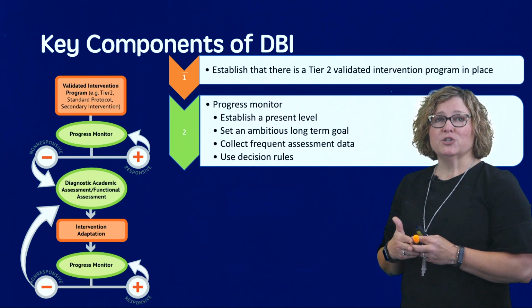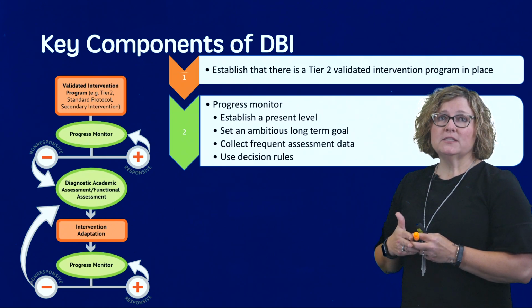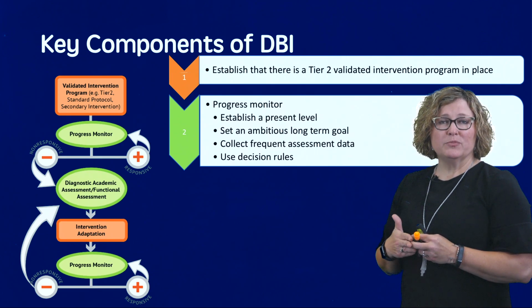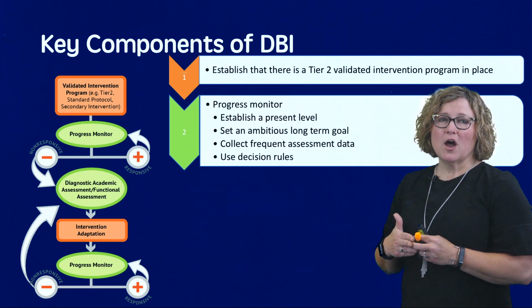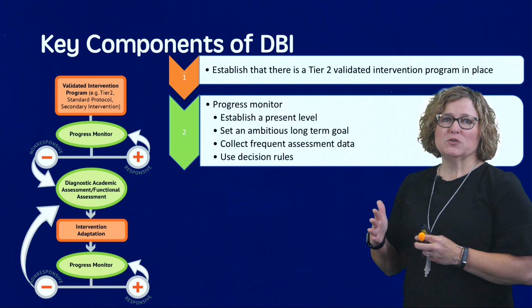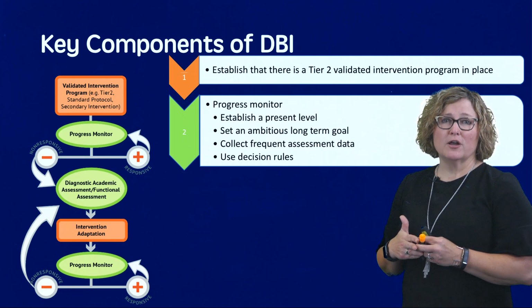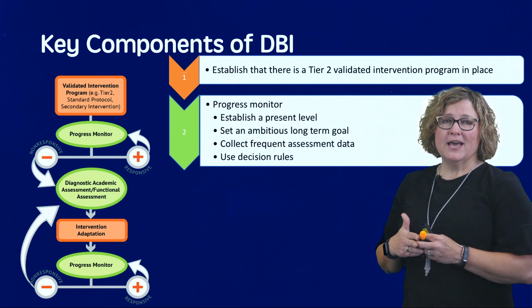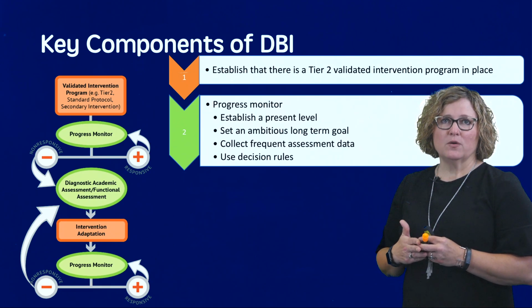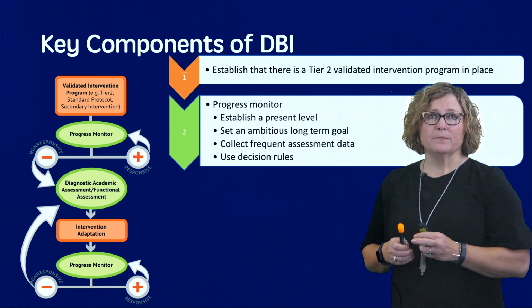So we establish a present level of performance. This is sort of like collecting baseline data to get set up, get your graph set up for your student. We set an ambitious long-term goal. It's really important. We're trying to really push these students forward, so we want to make sure that those long-term goals are ambitious. You know, students rise to meet your expectations, so we want to really make sure that we've got that ambitious long-term goal in.